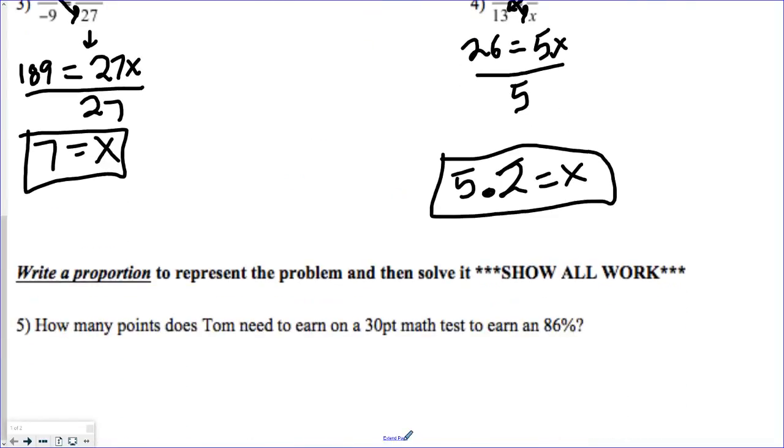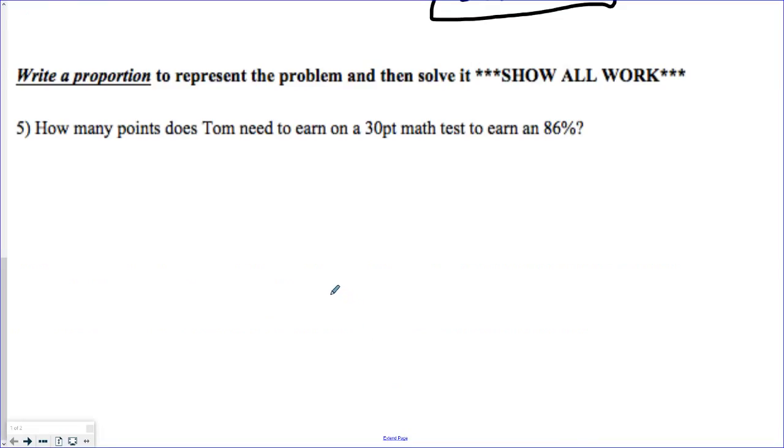The next ones involve making your own proportion and solving it, given a word problem. So how many points does Tom need to earn on a 30-point math test to earn an 86%? Well, even though it doesn't look like there's a proportion here, this 86%, remember, is actually a proportion, or a ratio, in and of itself. 86% means 86 out of 100. That's what an 86% is.